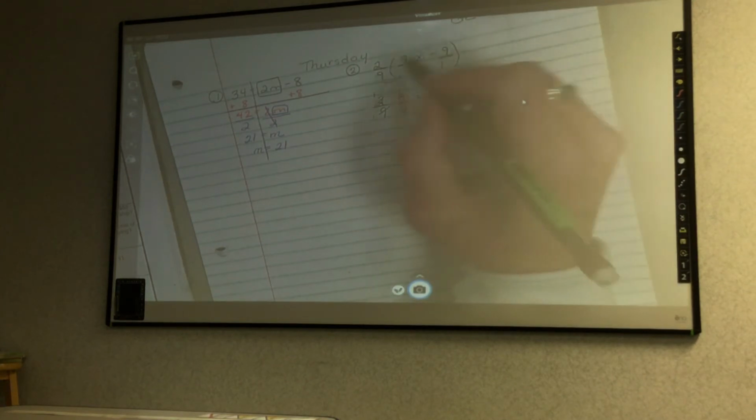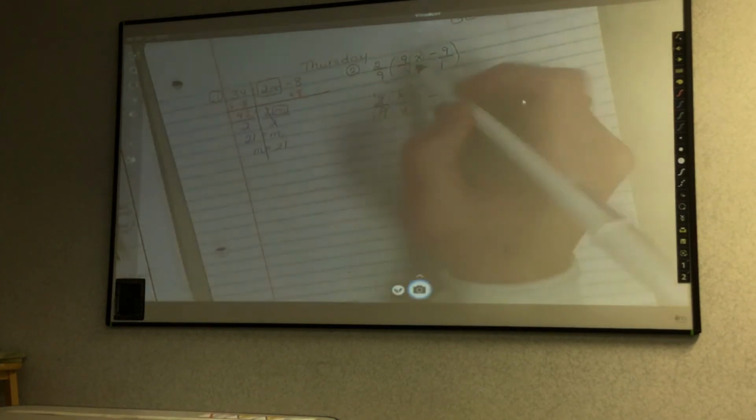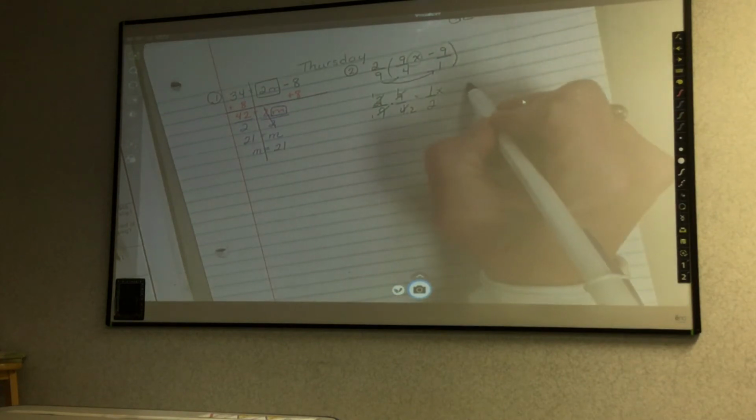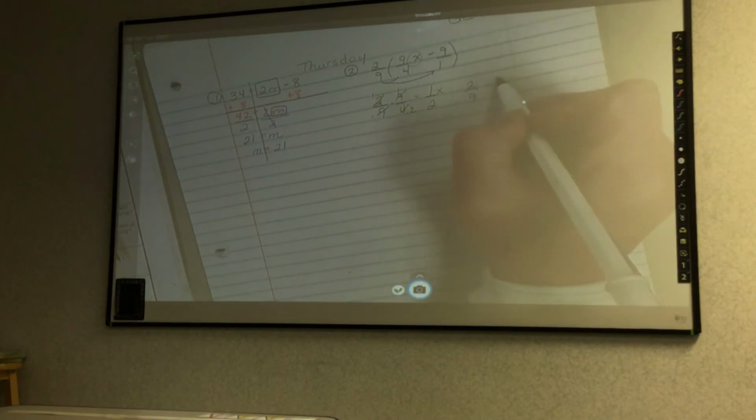Then I do 2/9, the distributive property of 2/9 times the negative 9/1, or 9 over 1. So 2/9 times the negative 9 over 1. Reduce by 9, so they become 1. 2 times 1 is 2. 1 times 1 is 1. But I have a negative, so that's a negative 2.